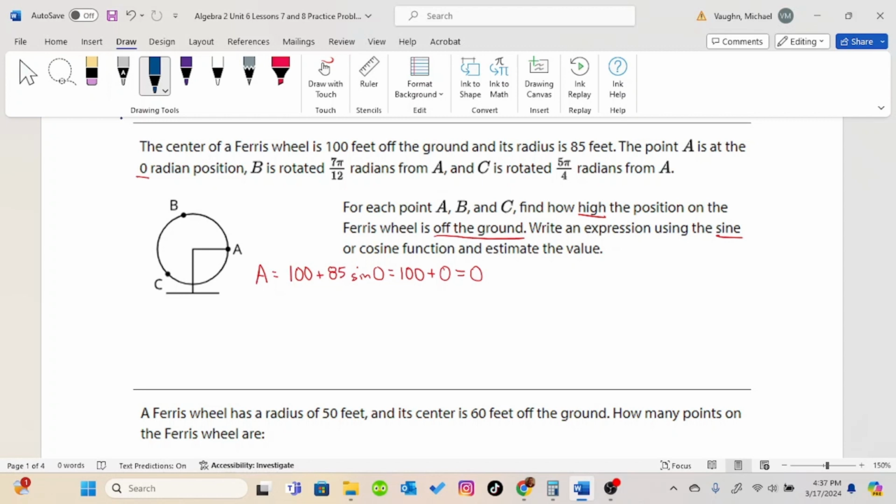For point B, again, we're going to have the 100, which represents the height to the center of the circle. Then we're going to add 85 as the radius times the sine. This time, B is at 7 pi over 12 radians.